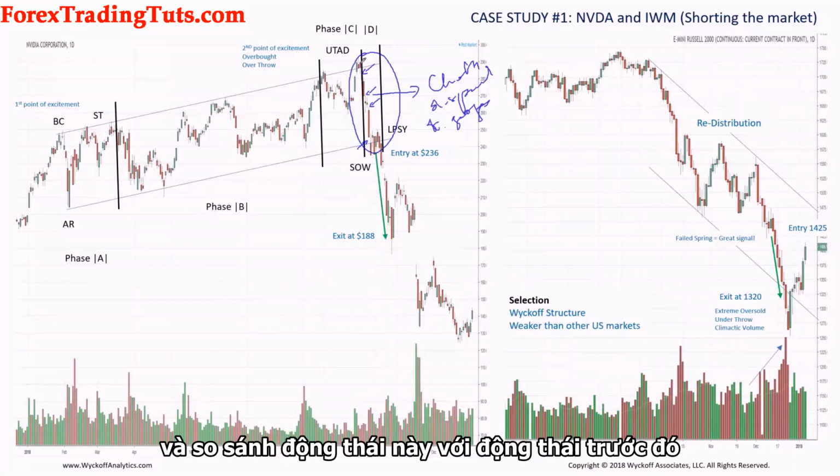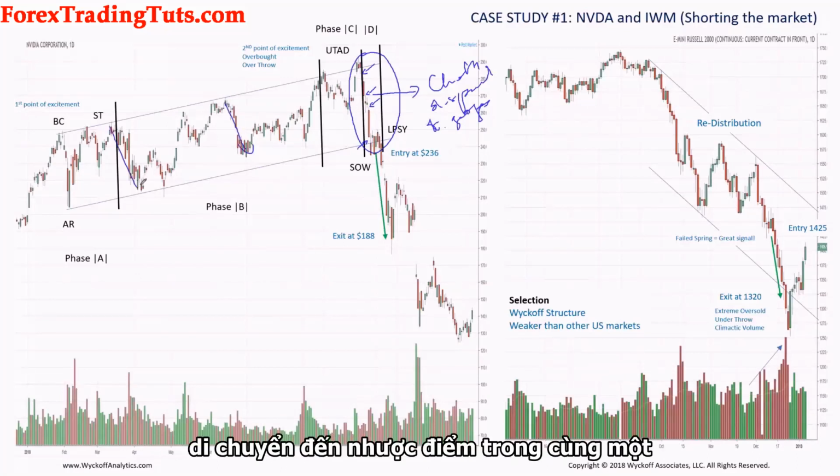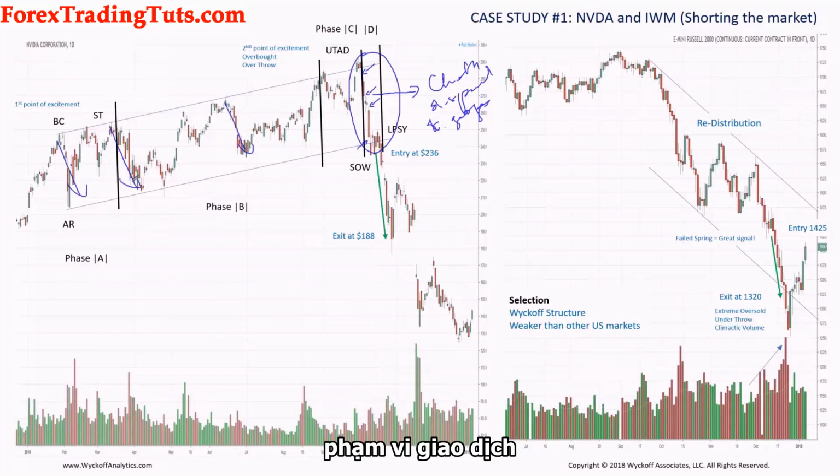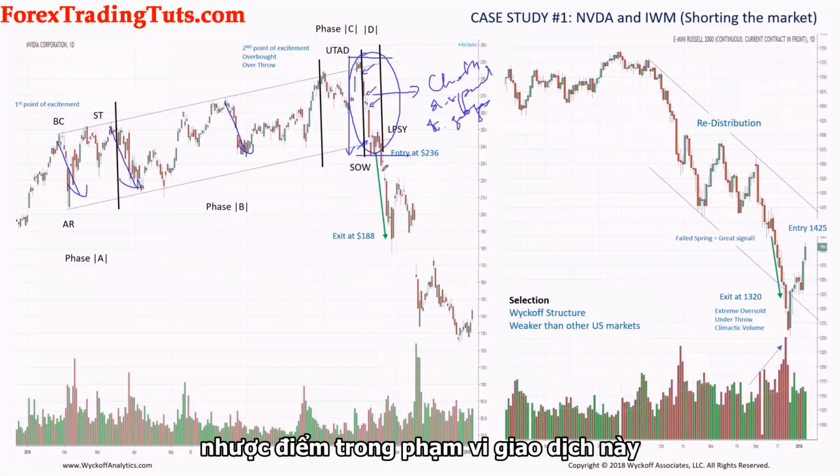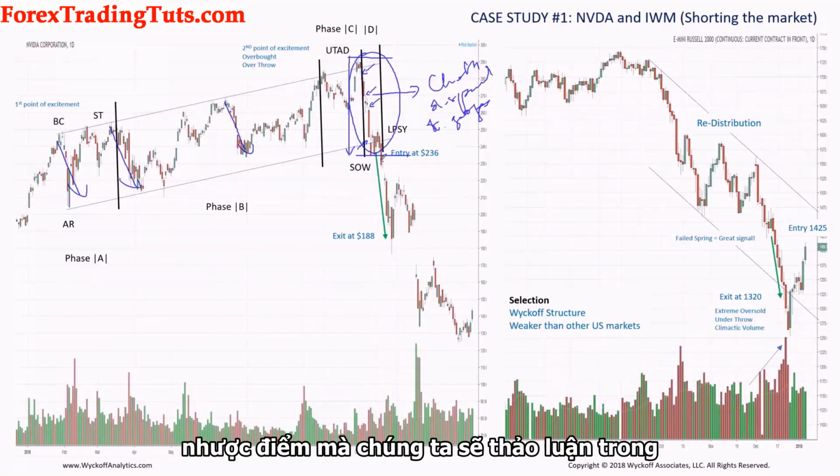And comparing this move to the previous moves to the downside in the same trading range, this is probably the most aggressive move to the downside. Not only that, look at the distance that it traveled. This is the largest distance to the downside in this trading range. So if they sell, they actually progress to the downside.